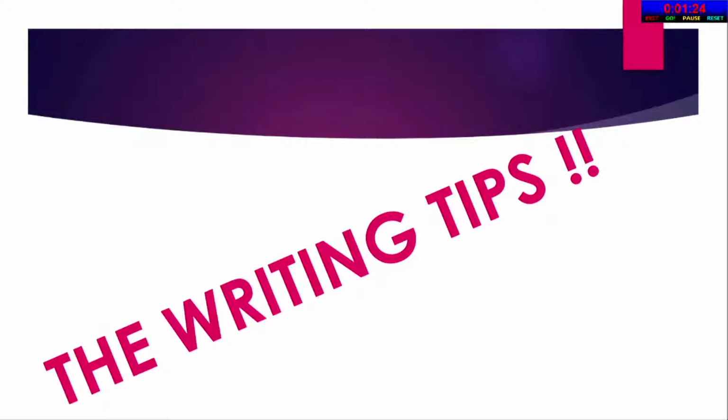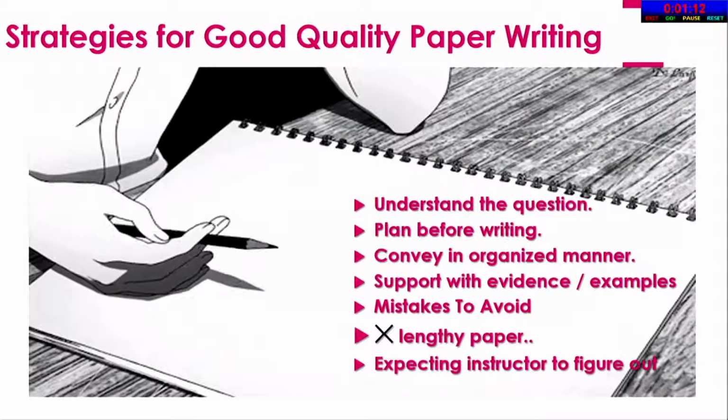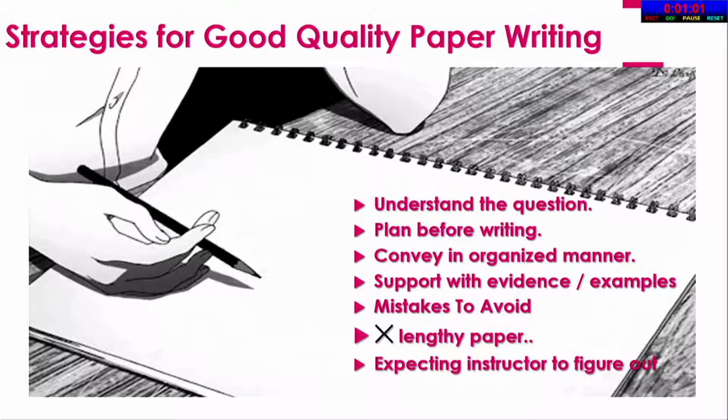So I would tell you the writing tips, or how you can impress the examiner. Don't let the examiner search through your paper. You give him on a platter: see, I have written this, you just give me marks. Okay. So these are the strategies for good quality paper writing. Understand the question. Plan before writing. Do not jump straight into writing what you want to write. I would again refer to the previous slide where I told you about the epidemiology, risk, differential diagnosis, management and everything. And convey in an organized manner in the subheadings which I told you, right? And support with examples and evidences.